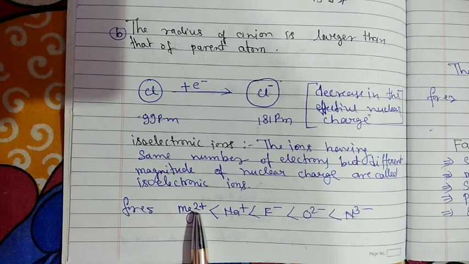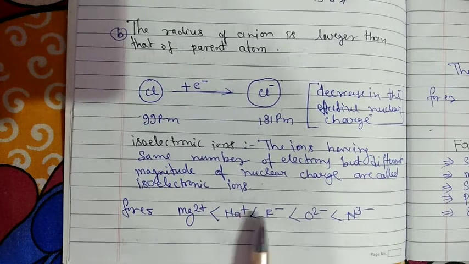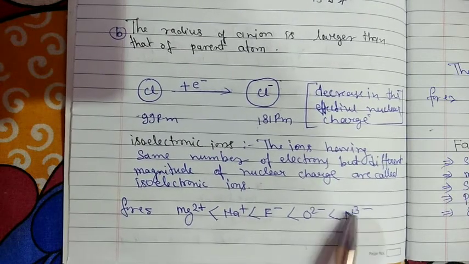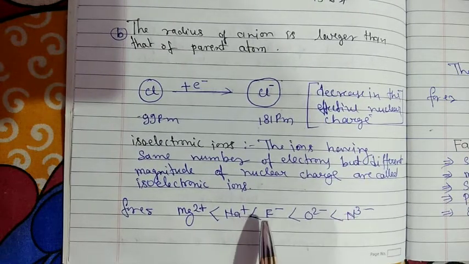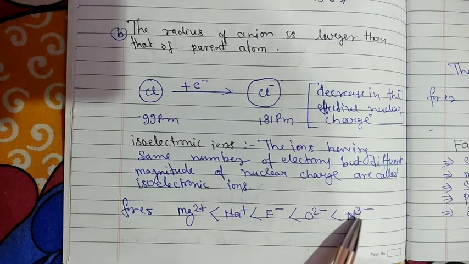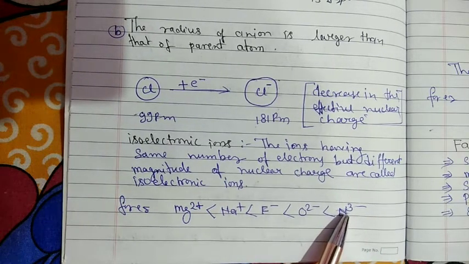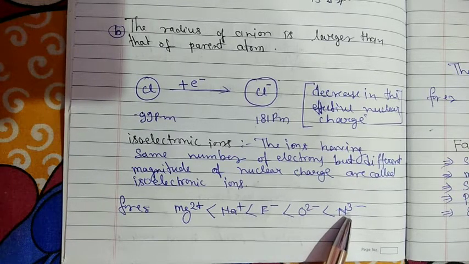For example, magnesium 2 plus, sodium plus, chlorine minus, oxygen 2 minus, nitrogen 3 minus. All these ions have 10 electrons. So this is known as isoelectronic ions. And their effective nuclear charge increases. Nitrogen has the most effective nuclear charge because it can gain 3 electrons and carry a 3 minus charge.